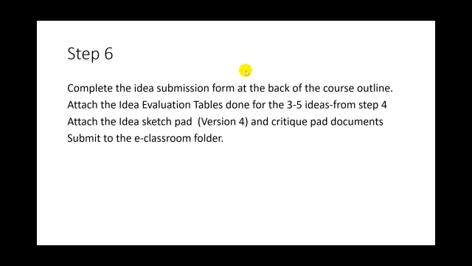So what is the final step? Once you have completed all 10 rounds that we saw from step 5, complete the idea submission form at the back of the course outline. So fill that out. You're going to get that from the course outline, print it out, or you can recreate it and type on it. Attach the idea evaluation tables that you would have done for your 3 to 5 ideas from step 4. That was your opportunity and risk table, right?